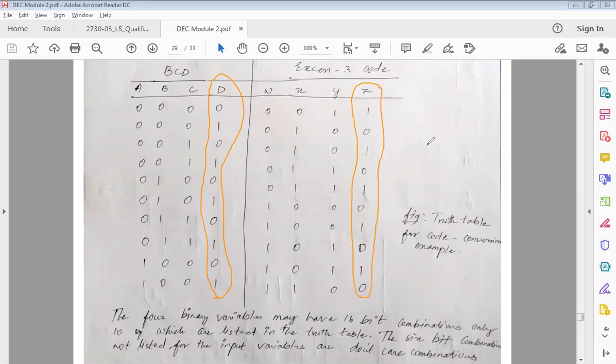Now try to compare them and you will understand. So D is 0. What is Z here? 1, right? So let's take another case. D is 0 here. What is Z? 1. Let's take one more case. D is 0 here. What is Z here? 1. So exactly what's happening? My Z is equal to D bar. So whatever is the value of D, the reverse is happening to Z.